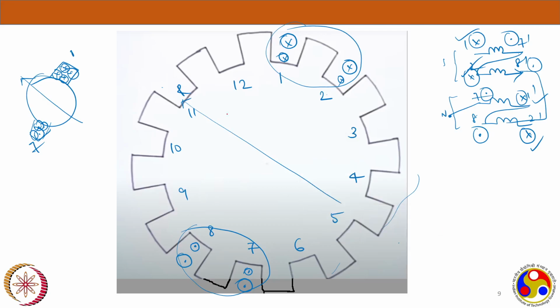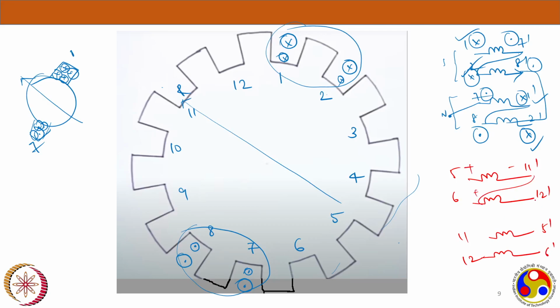I'm just taking different colors for different groups. So let's do it for the Y phase. In the Y phase we have 5 and 11, right? 5 and 6, and 11 and 12. 5 plus, what will be the next one? 11 dash, 6 plus, 5, 12 dash, 11, 5 dash, 12, 6 dash. So positive, negative, positive. 12 I'm adding to 6 dash, and then this negative and positive. Okay, so 5 and 12.